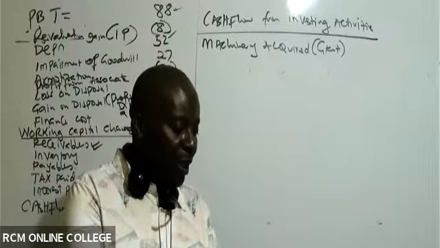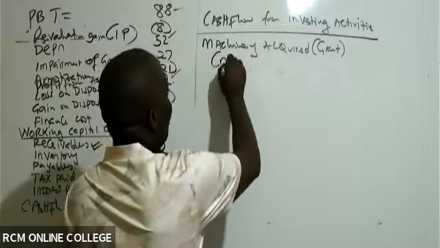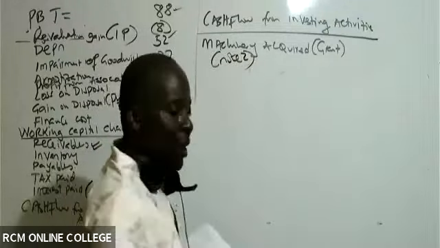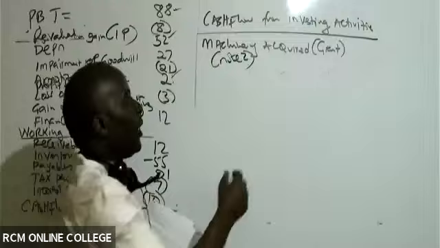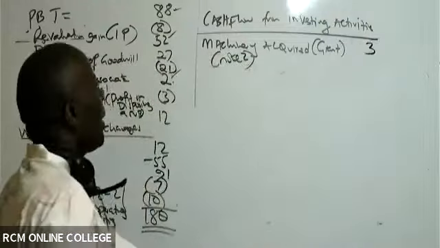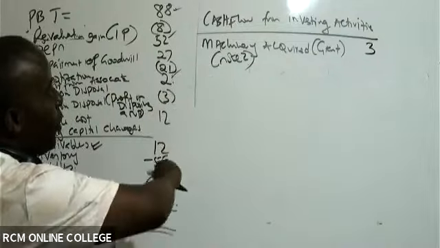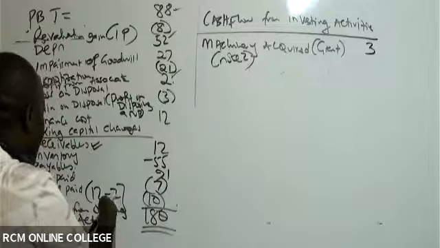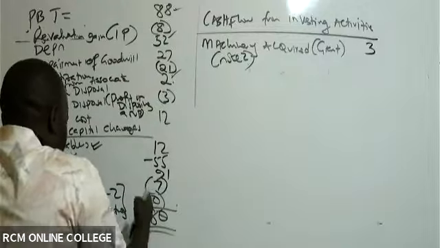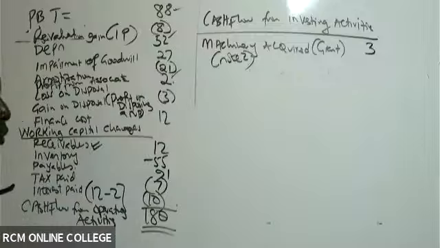Are you able to remember the grant? This grant is given in note number 2. Yes, grant of 3 million. Remember, all our figures are in millions. I'm writing this by the side because of the size of my board, otherwise I would have continued. It's one statement. So machinery acquired, grant 3.